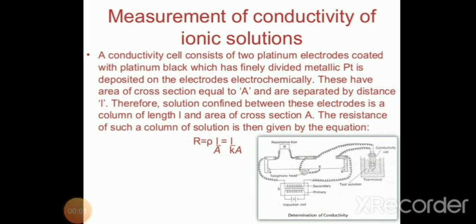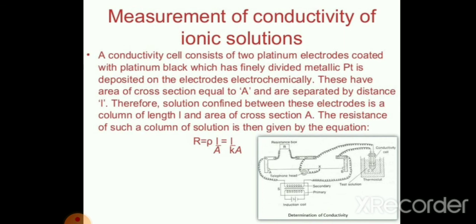A conductivity cell consists of two platinum electrodes coated with platinum black. These have area of cross section equal to A and are separated by distance L. Therefore, solution confined between these electrodes is a column of length L and area of cross section A. The resistance of such a column of solution is then given by the equation R is equal to rho into L by A. You know that rho is resistivity and the inverse of resistivity is conductivity kappa. That is 1 by rho is equal to kappa, conductivity.